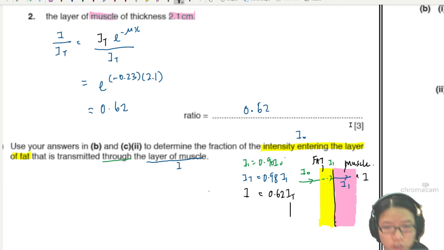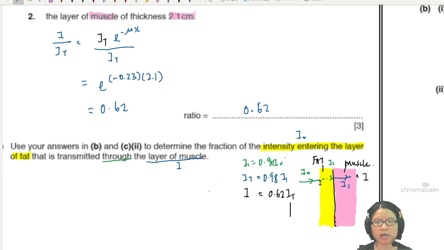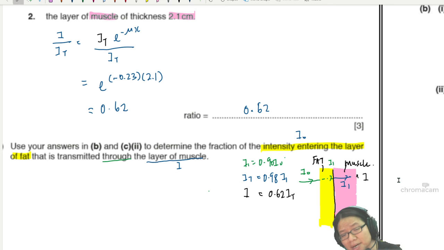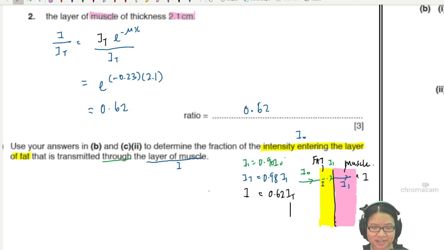Let's think about this. Ultrasound is about to go into fat. At the end of the fat layer, 90% is left. 90% of the ultrasound is going to pass through the boundary. After passing the boundary, 98% of the 90% is left. At the end of the muscle, 62% of the 98% of the 90% is left. Or you could just look at these numbers and multiply them. You will get the ratio.